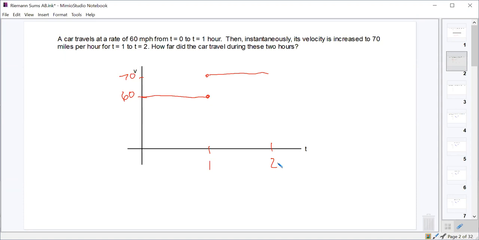How far did I travel during these 2 hours? 130. 130 miles. Are you guys sure? Oh, good, okay. 60 plus 70, right? 60 in the first hour, 70 in the second hour. Easy, right? Should be easy.